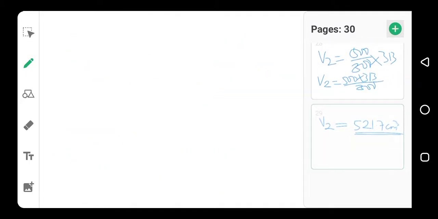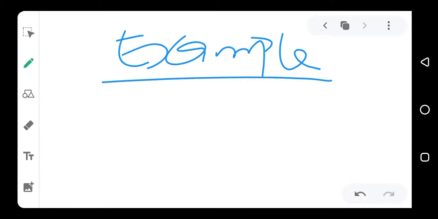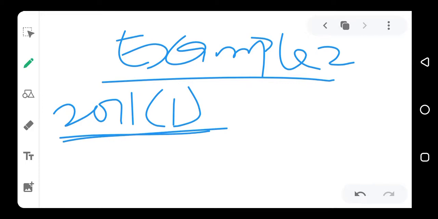Then example 2. This example 2 is from a WAEC question, WAEC 2011, theory question number 1.